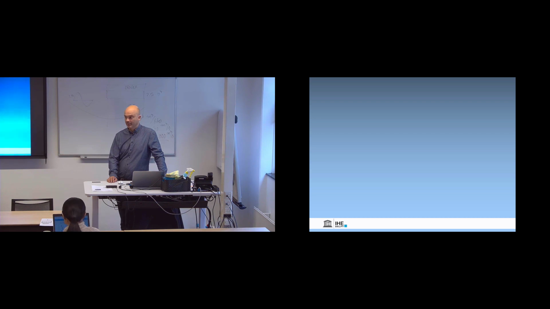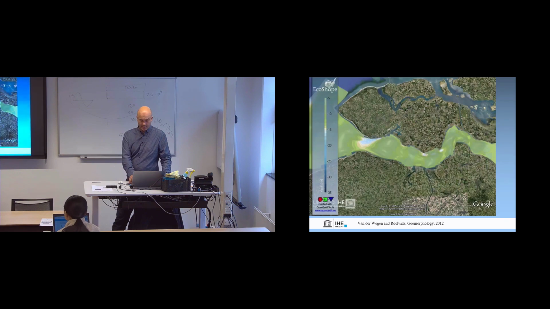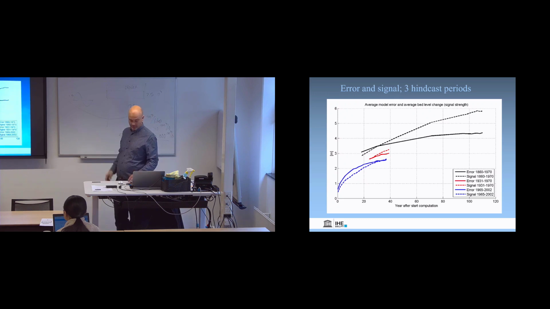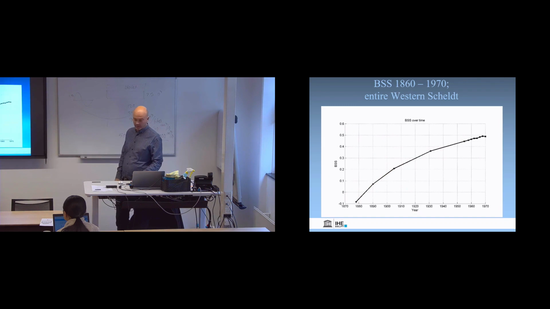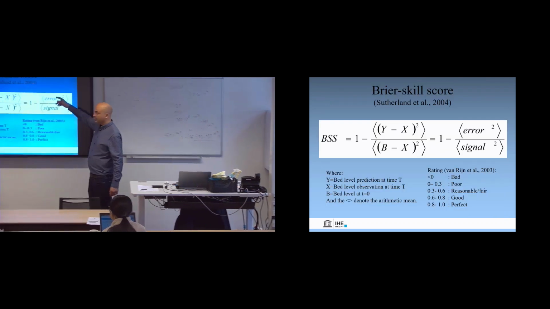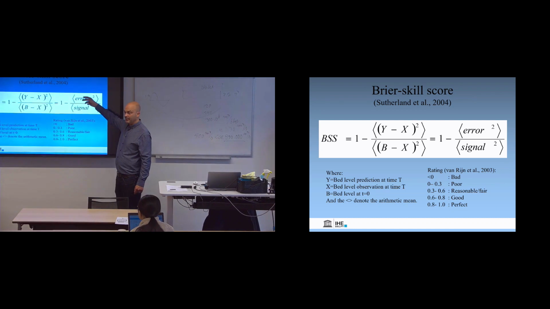But I have a question. What is the signal again? The signal and the error? I didn't get that. Yeah, what is the signal? So the signal is basically, the error is the difference, sorry. The error is the difference between model and measurements. The signal is the measurements.